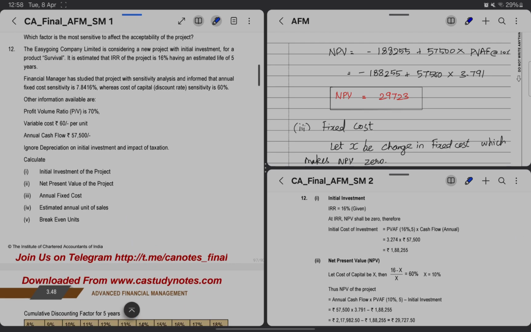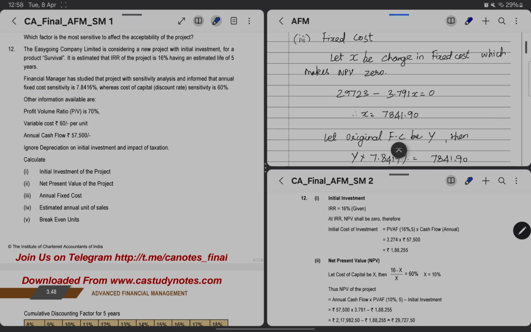For annual fixed cost, now, if we are keeping NPV as 0, keeping the fixed cost as the variable, we have the initial investment and we have the cost of capital also, but we don't know the fixed cost. So we have the sensitivity also, 7.8416.